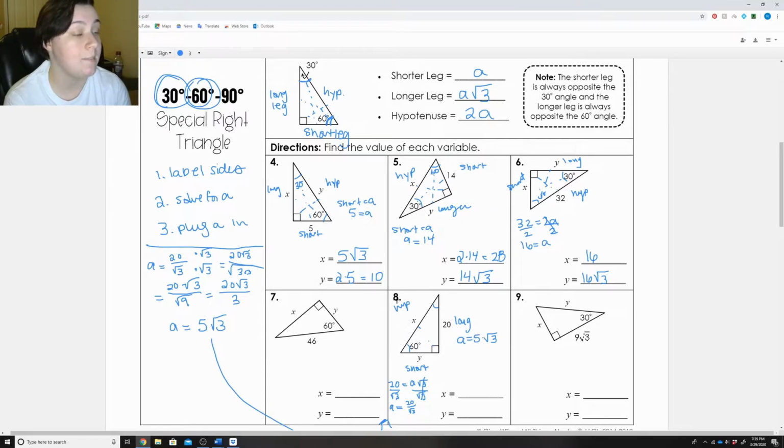So x is the hypotenuse. You can see that the hypotenuse is equal to 2 times a. So 2 times 5 times the square root of 3. And again, we just multiply the things on the outside together, giving us 10 square root of 3. Looking for y, it's the short side. The shorter leg is just whatever a is. So we just copy down 5 square root of 3, and that's it.